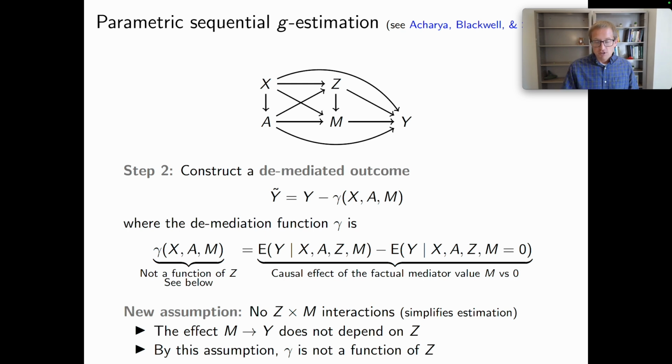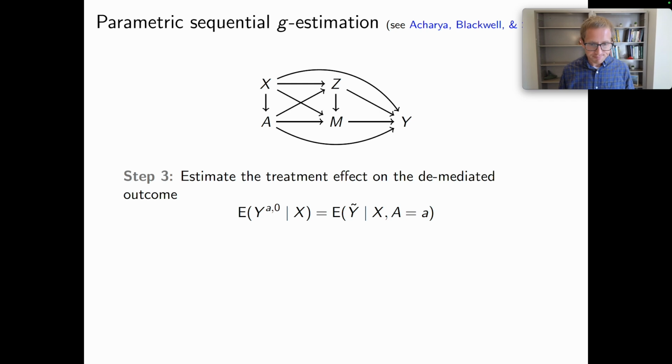The demediation function relies on an assumption of no interactions between the intermediate confounder Z and the mediator M. You can allow these interactions in other approaches, but when you exclude the interactions, it simplifies your estimation. So we'll proceed with the simplest case where we assume no Z by M interactions.